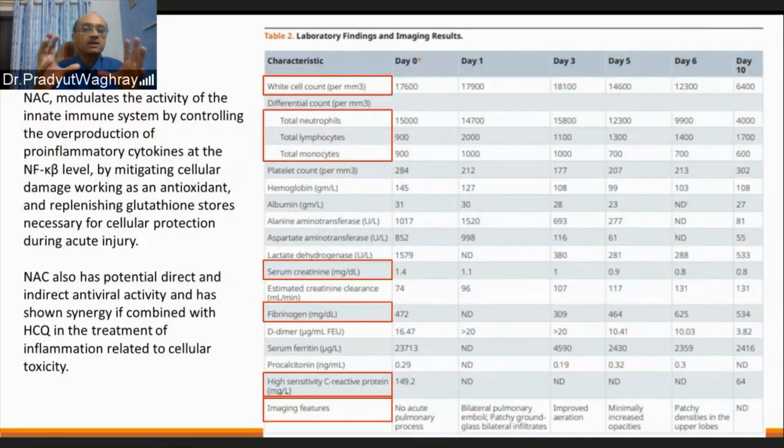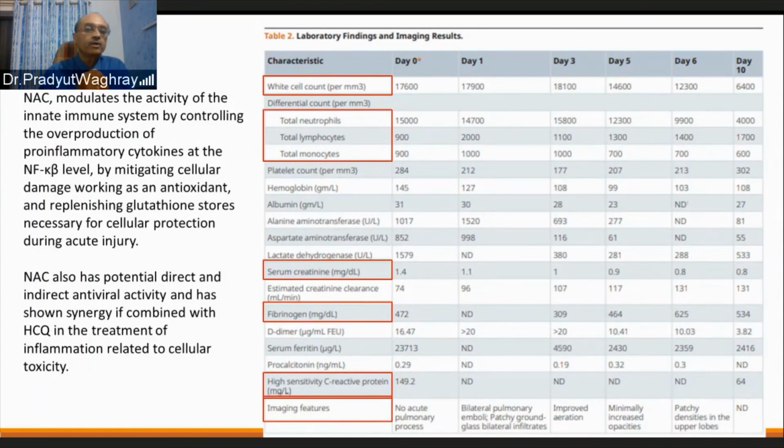What I wanted to show, if you want to understand how this drug acts in COVID-19, is that N-acetylcysteine modulates the activity of the innate immune system by controlling the overproduction of pro-inflammatory cytokines at the NFK beta level. This it does by mitigating the cellular damage because it works as an antioxidant by itself, and it also replenishes the levels of the stores of glutathione, which is again a very powerful antioxidant, which are necessary for the protection of the cells during acute injury.